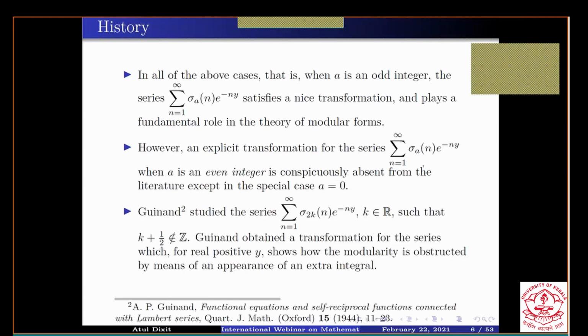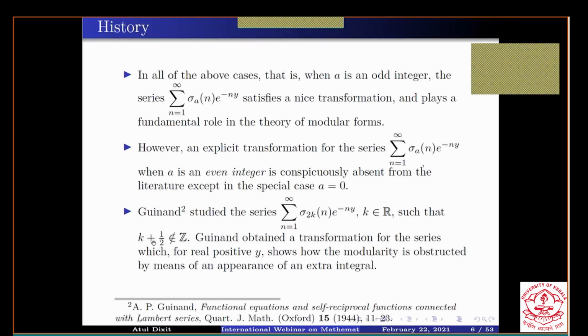Are there no results for such series? So there are results, but they are not quite explicit. For example, Andrew Geenan studied this particular series, sigmas of 2k of n e raised to minus ny, for k any real number such that k plus half is not an integer. Now see, if you want k plus half to be an integer, what sort of k should you be looking at? 1/2 times an odd integer, right?